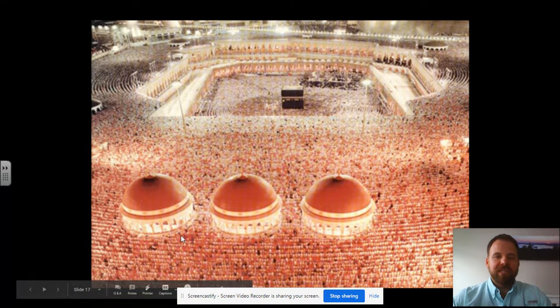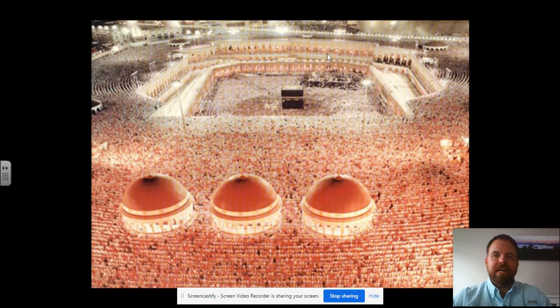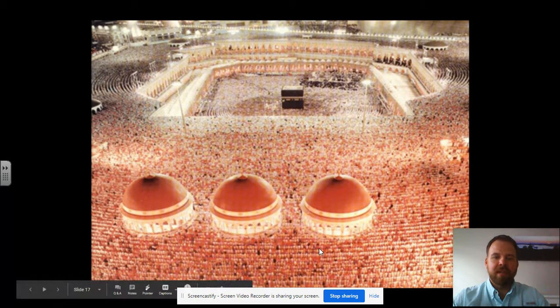So you can see every one of these little heads, every one of these little bodies is a person who is inside this mosque. The black box, again, which is known as the Kaaba, is down in here. So you can kind of see how big this church is. It's almost like an outdoor stadium. It's really big, and there's all these people that are praying together at the same time.